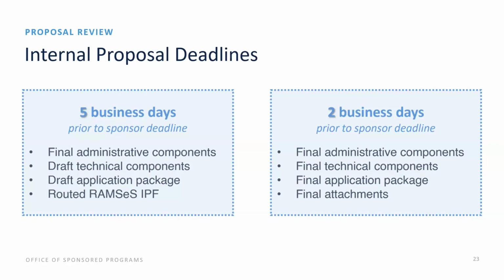Within 2 business days, you should have those final components ready for review in Cayuse or Proposal Central, or I guess I was going to say Fastlane, but I think Fastlane's gone now. Whatever portal you're applying through, they should be uploaded and ready for us to review. These deadlines are important for ensuring the success of an application.